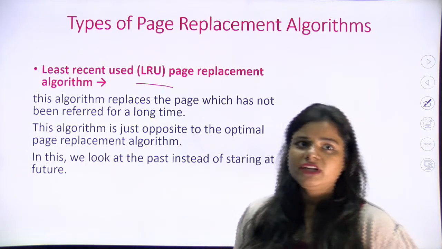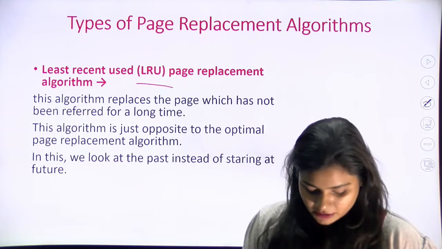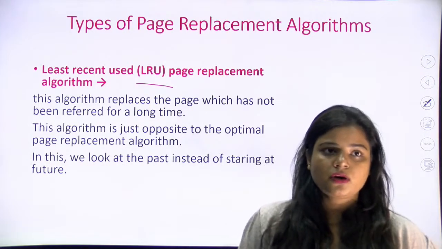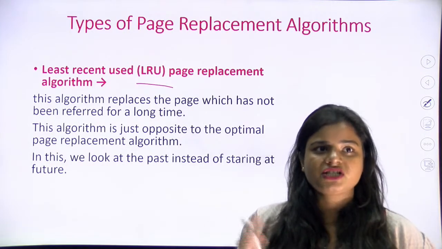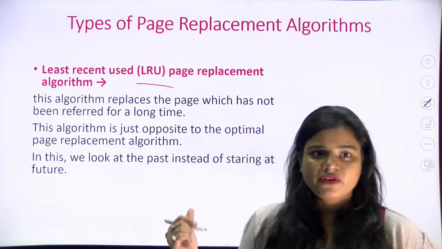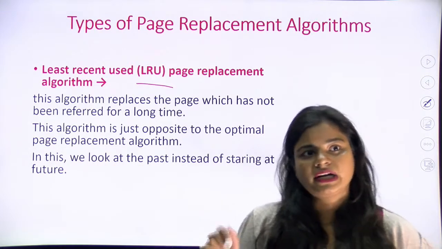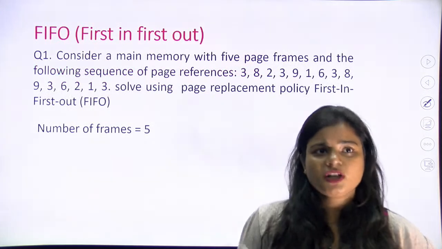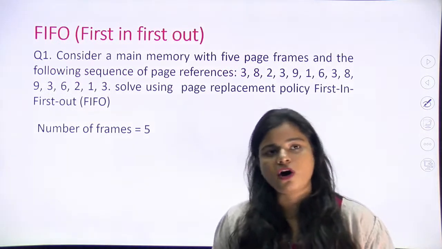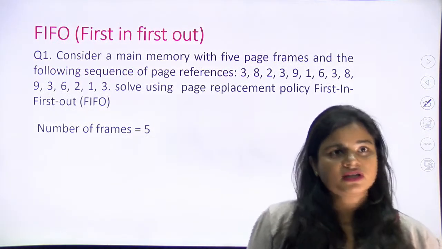So I have told you all these three algorithms theoretically. So I will just take an example of each algorithm and I will solve it over here. If you have any query, you can write in the chat box. So the first example I am having is of FIFO, first in first out.